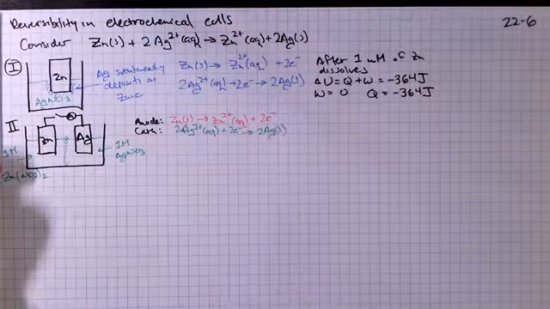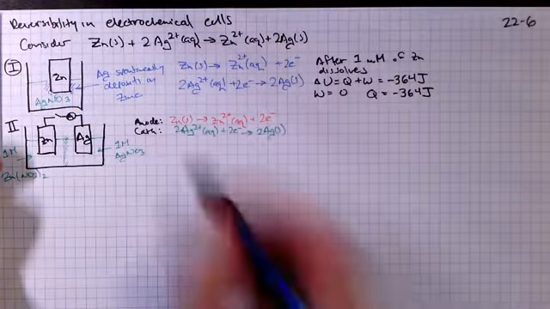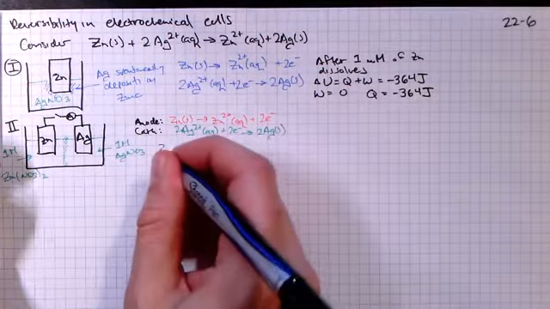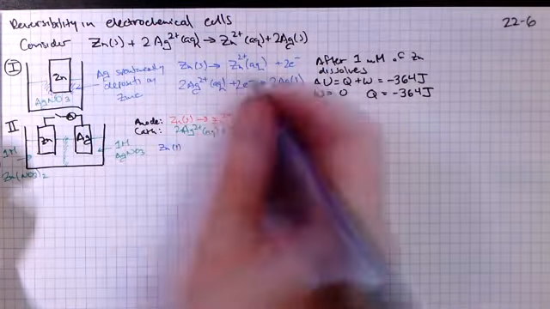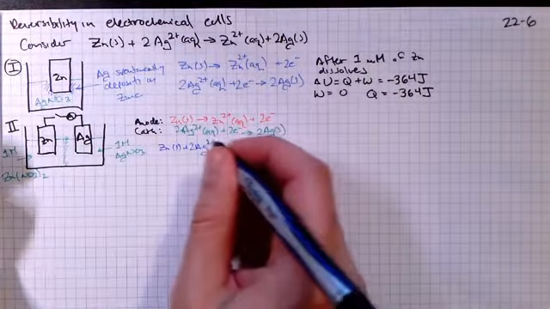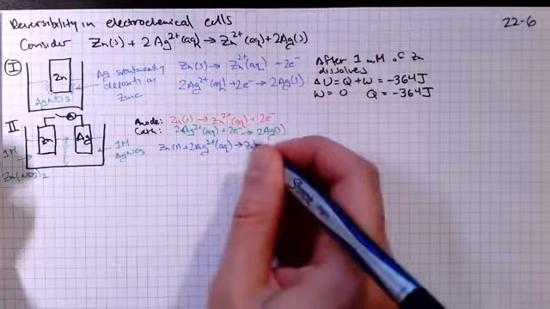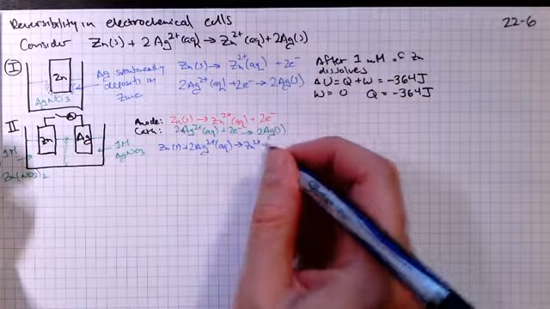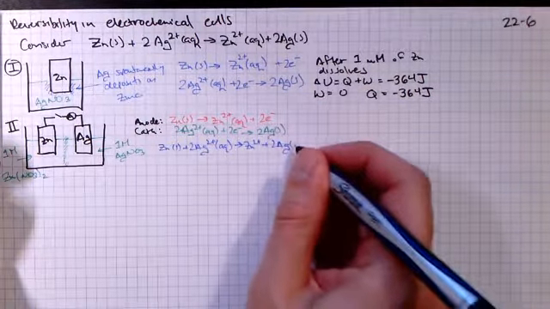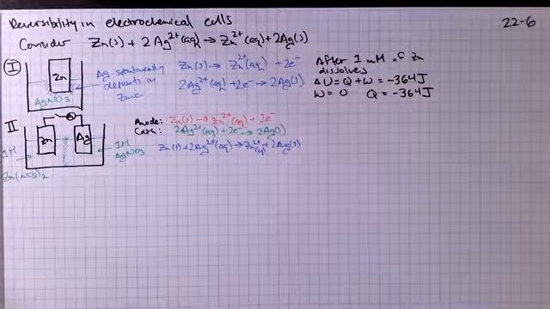And so overall, we have the master reaction, right? Zn plus 2Ag plus aqueous, going to Zn 2 plus 2Ag solid, right? These are aqueous. Okay.